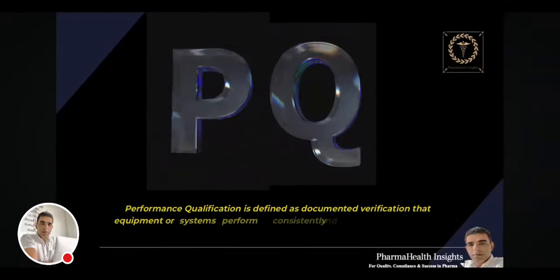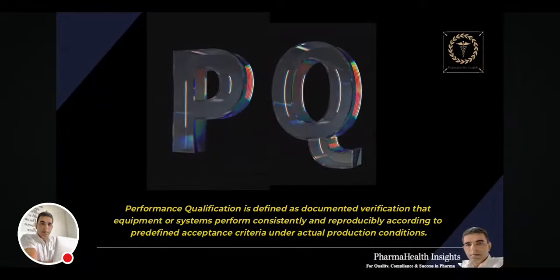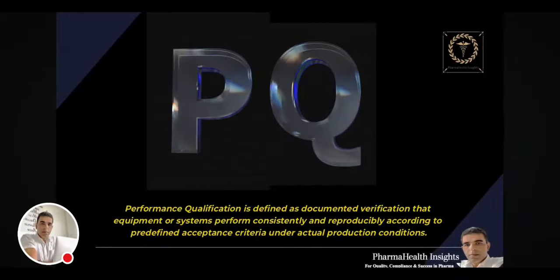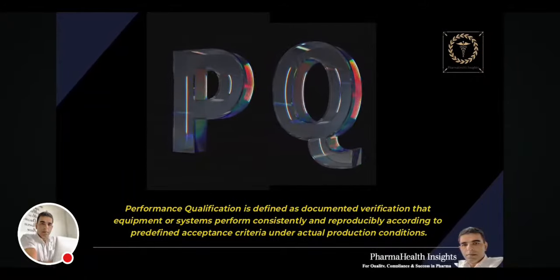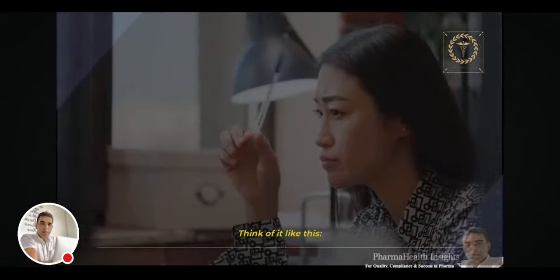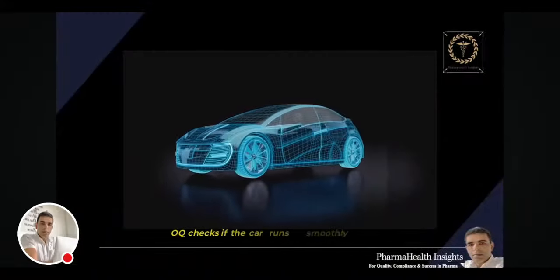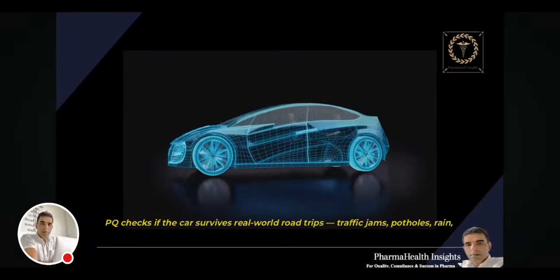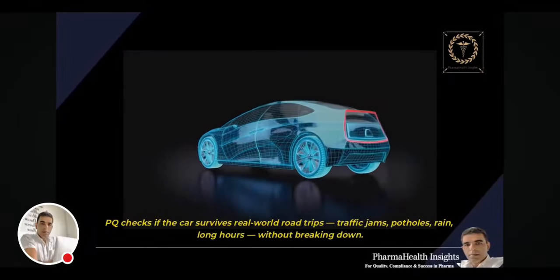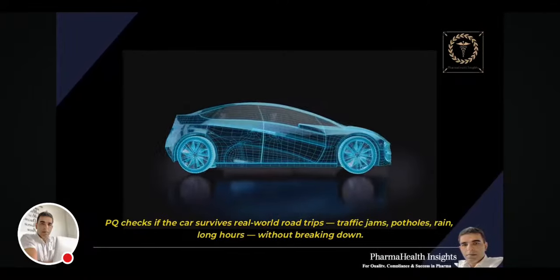Performance qualification is defined as documented verification that equipment or systems perform consistently and reproducibly according to predefined acceptance criteria under actual production conditions. Think of it like this. IQ checks if your car is assembled properly, OQ checks if the car runs smoothly in a test drive, PQ checks if the car survives real-world road trips, traffic jams, potholes, rain, long hours without breaking down.